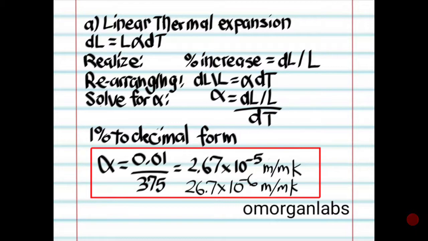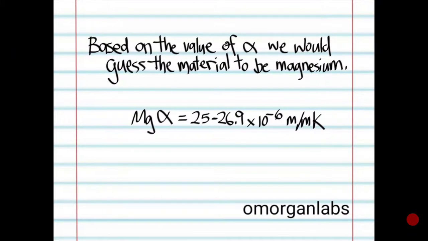Or, in most charts, the power is minus 6. So you change it to 26.7 times 10 to the minus 6 meter per meter K. Based on the value of alpha, you'd assume this was magnesium if you looked in a table, because magnesium is 25 to 26.9 times 10 to the minus 6 meter per meter K.